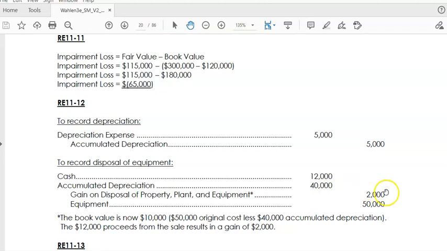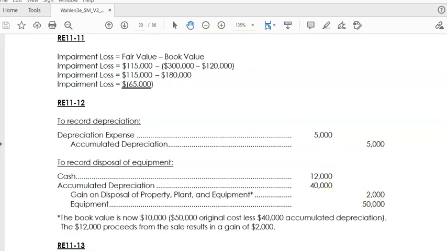That's a gain of 2, right? I'm making money on this deal. So that's that credit gain. So that gain or loss is kind of your difference. If it was the other way around, I need a debit to make this balance, and that'd be a loss. In this example, it's a credit because it's a gain. So just always kind of keep that in mind.